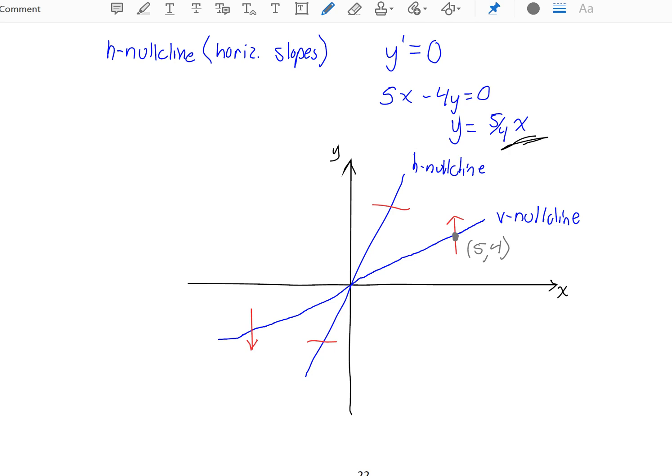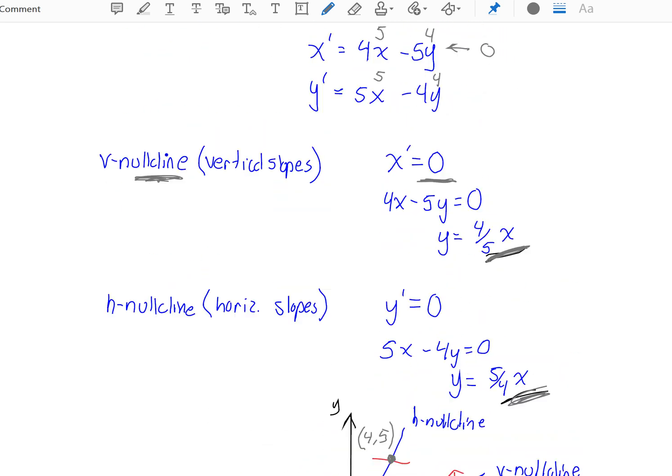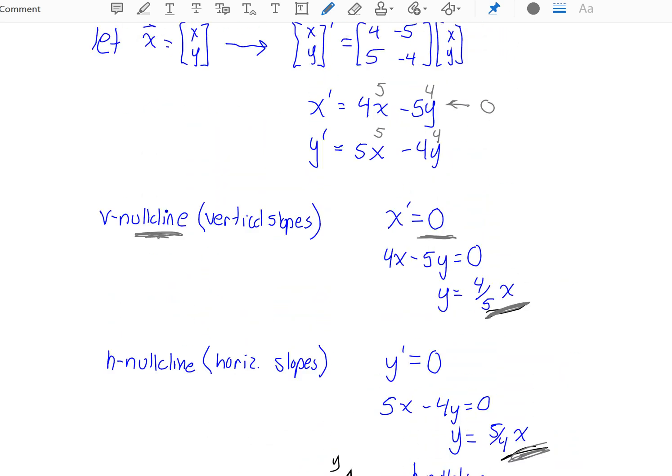Okay, similarly, let's pick a test point on your horizontal nullcline. Because your horizontal nullcline is described by the line 5/4 x, I'd like to pick x is equal to 4, because if x is 4, y is 5. Let's plug these into our system. X is 4, y is 5. Let's switch these. I'll plug it into our second equation first.